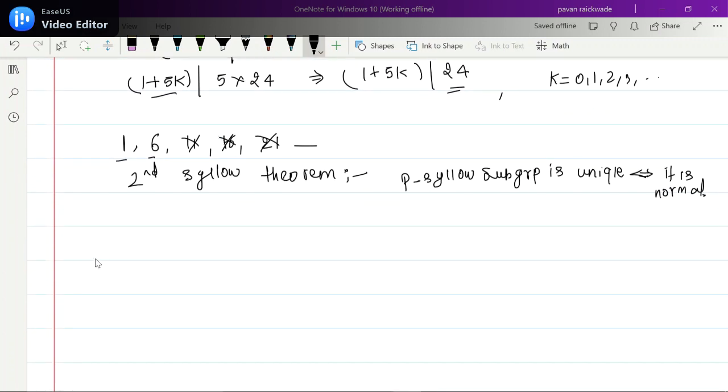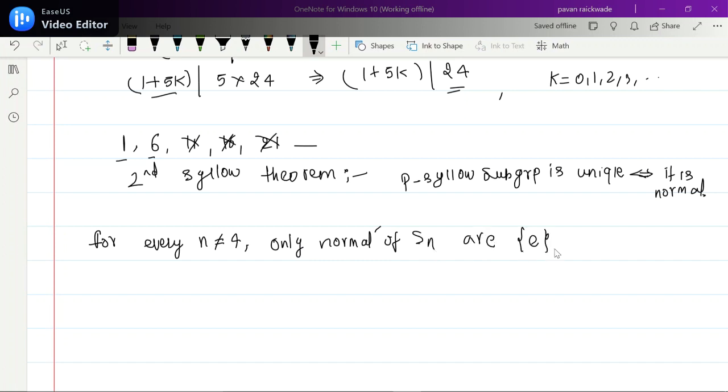Okay, so what do we know about the Sn group? For every n not equal to 4 in particular, the only normal subgroups of Sn are the singleton identity element, then An and Sn. So these are the only normal subgroups for every Sn, n not equal to 4. And here our n is 5.